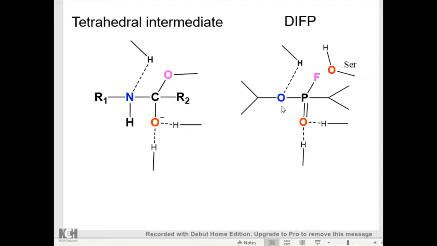and this oxygen also is capable of forming a hydrogen bond. As you can see, in this complex, phosphorus is close to the active serine residue for nucleophilic attack, and that's what happens. Fluorine is a good leaving group, and oxygen forms a covalent bond by nucleophilic substitution of fluorine in DIFP.